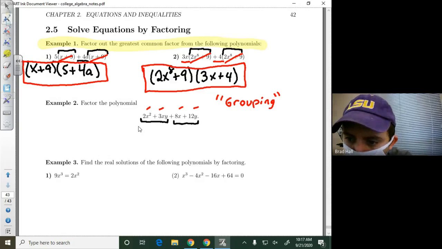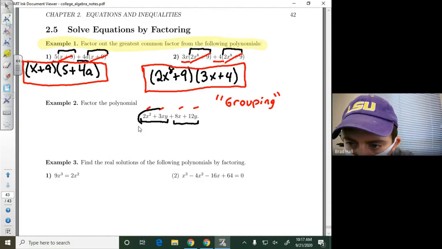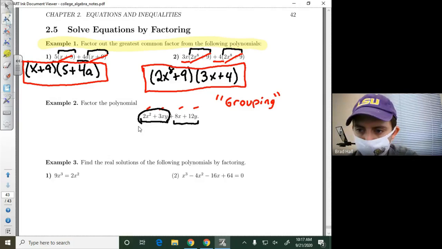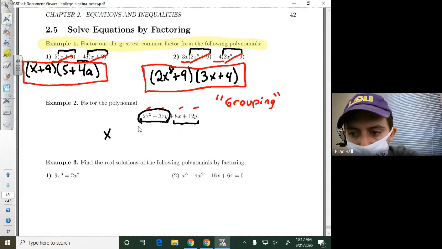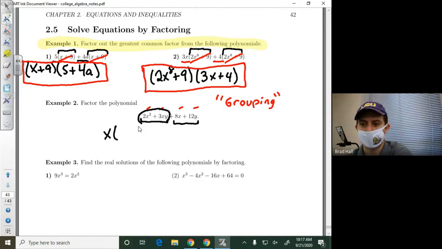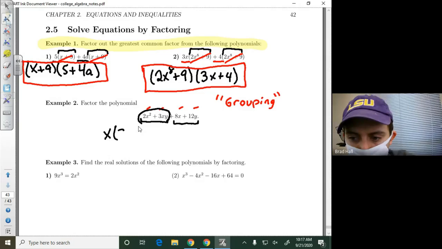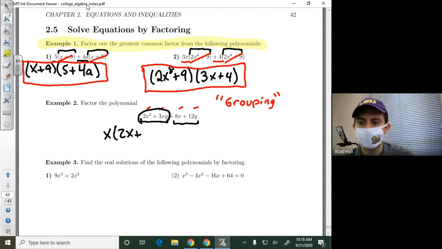So for the very first group, what do those 2 terms have in common? All I see is an x. They both have an x in common, and I'm factoring out an x. So 2x squared, I factored out an x, I'm just left with 2x. Plus 3xy, I factored out the x, so now it's just plus 3y. There's no more x, we factored it out.